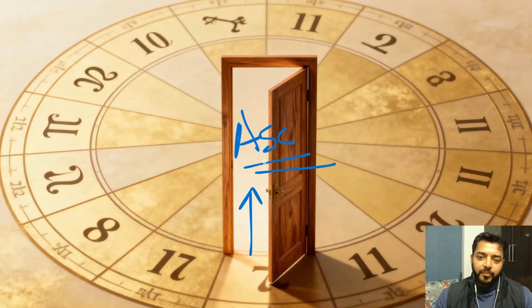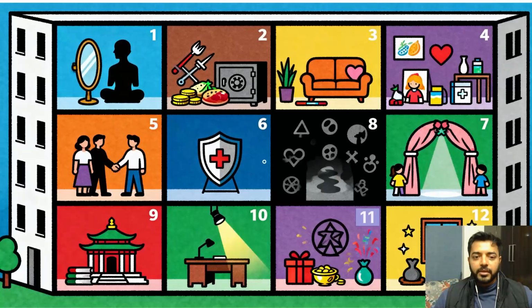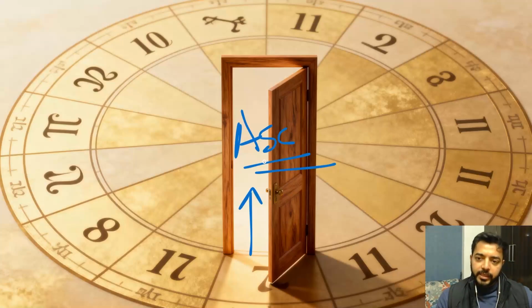So if moon is placed in Aries and Aries is your ascendant, then moon is in house number 1. So everything starts with the ascendant, and the ascendant has its importance, but any other functionality we will understand later so that we don't complicate this point, right? So now we've understood what an ascendant is.